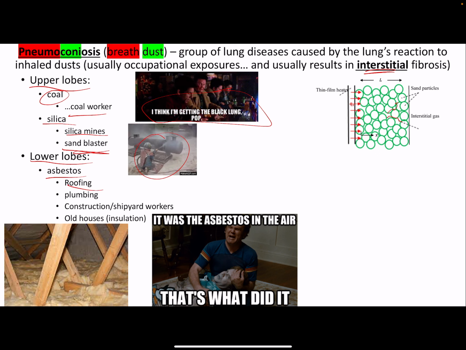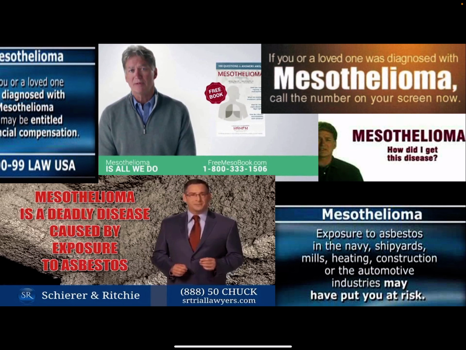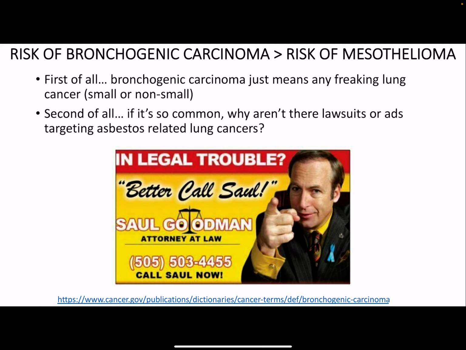Asbestos, we see this in roofing and insulation and plumbing, people who work in construction or shipyards, old houses especially. And so there's a lot of lawsuits for mesothelioma. You see them all over the TV and the internet. And the question is, it's kind of interesting because asbestos is actually more associated with bronchogenic carcinoma than it increases the risk of mesothelioma. So what's going on? Well, first, bronchogenic carcinoma really just means any old lung cancer. It's just sort of an outdated term. So just lung cancer.